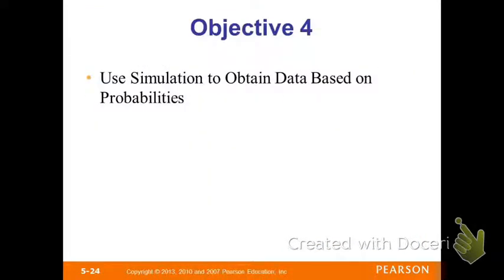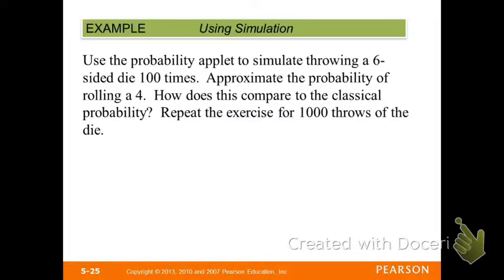All right, 4, and we're not going to actually do these simulations, but we'll talk about these simulations. Use a probability applet to simulate throwing a 6-sided die 100 times. And it says approximate the probability of rolling a 4. Now, the reason that it uses the language "approximate the probability" is because we are doing an experiment, okay? And an experiment is going to approximate the probability.